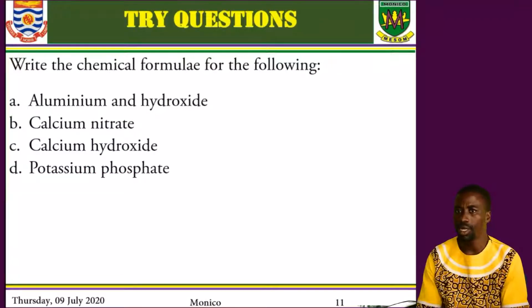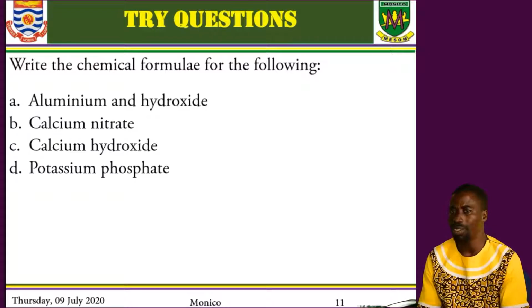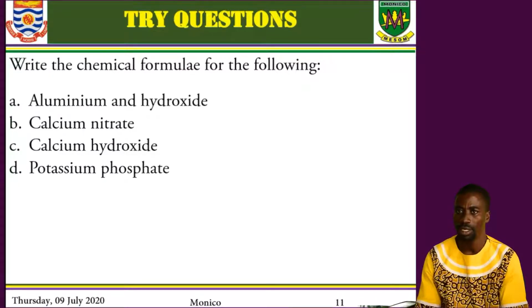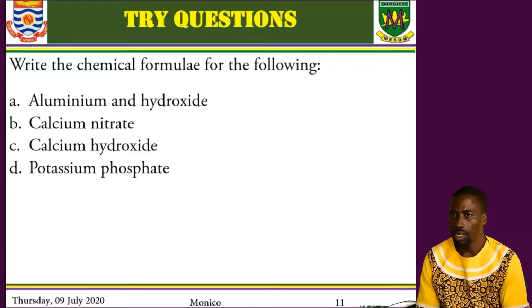Good. So these are trial questions. Don't be bothered so much with the trial questions that have been given to you. Don't call yourself a master on what you have not practiced. So when you're able to practice these ones and come out successfully, then you call yourself a master as far as writing of chemical formulas is concerned. Good. And so we have given you aluminum hydroxide, calcium nitrate, calcium hydroxide, and then potassium phosphate.